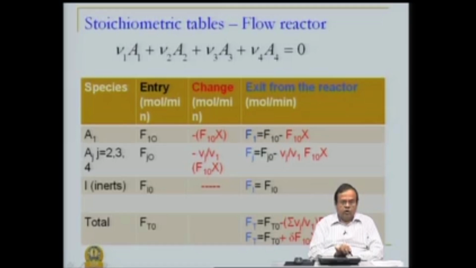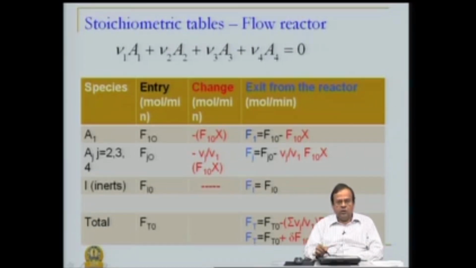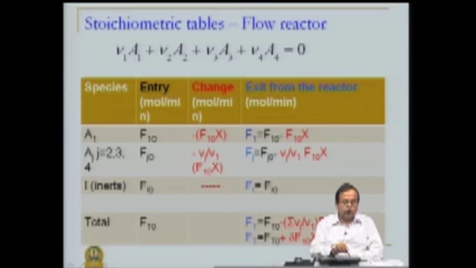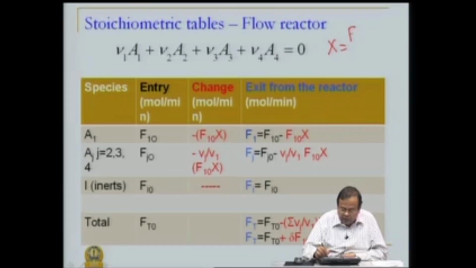I have a table here. First column is the species, then the corresponding molar flow rate at the entry of the reactor, how much has changed in the reactor, and what is at the exit of the reactor. For the sake of simplicity, I am going to assume that my species A1 is my limiting species, and I am going to define my conversion of this species in terms of its molar flow rates. In other words, I am going to define my conversion X as F10 minus F1 divided by F10.